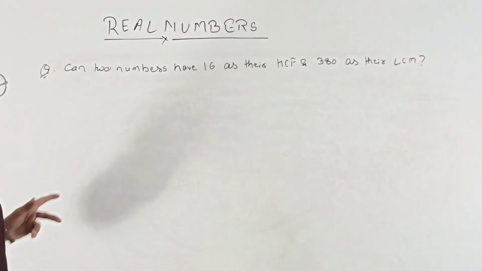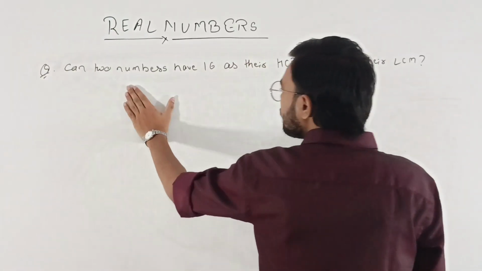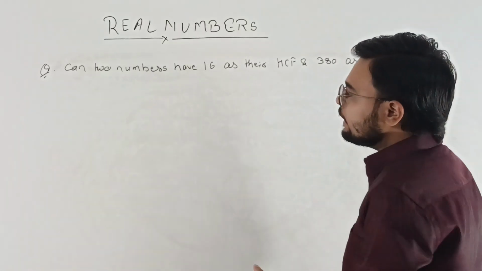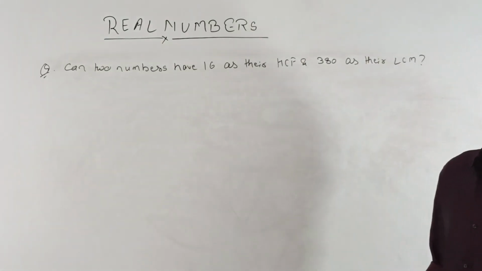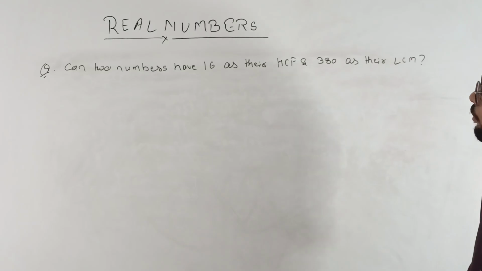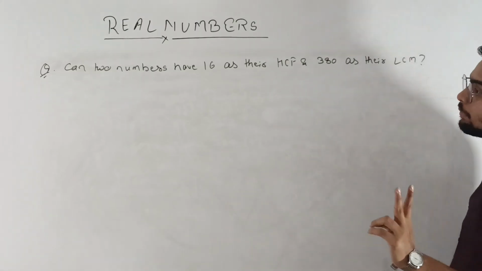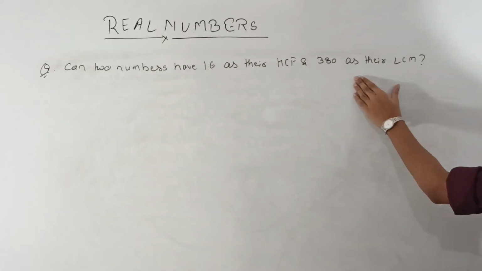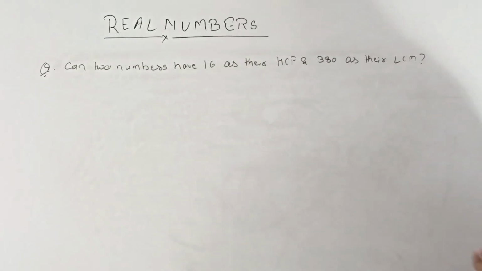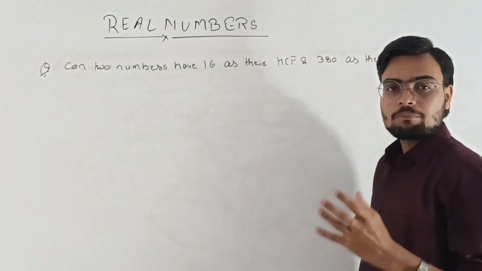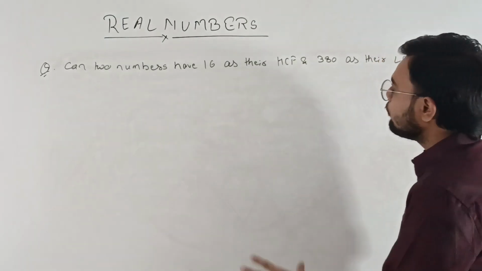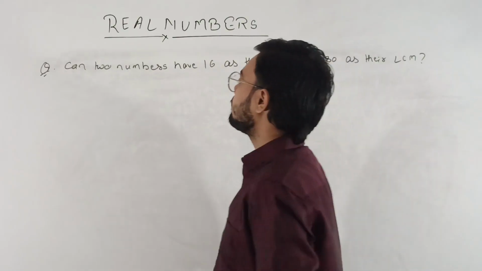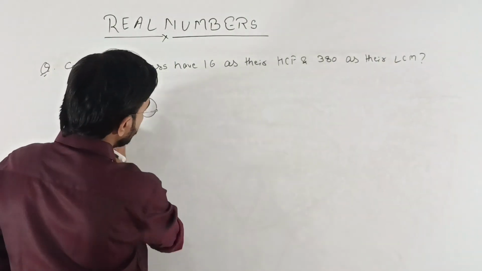Okay. Now, let's move to our next question. The question is: can two numbers have 16 as their HCF and 380 as their LCM? The question is saying that we have two numbers, and we don't know what the numbers are. It is asking whether these two numbers can have 16 as their HCF and 380 as their LCM. Can this be possible or not? So before solving this question, first we understand there is one concept. What is the concept?